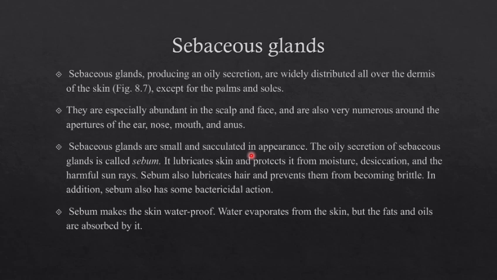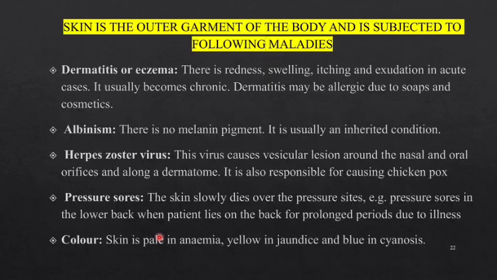Normally, the oily secretion of sebaceous glands is called sebum. It lubricates skin and protects it from moisture, desiccation, and the harmful sun rays. Sebum also lubricates hair and prevents it from becoming brittle. In addition, sebum has some bactericidal action. Sebum makes the skin waterproof. Water evaporates from the skin, but the fats and oils are absorbed by it.